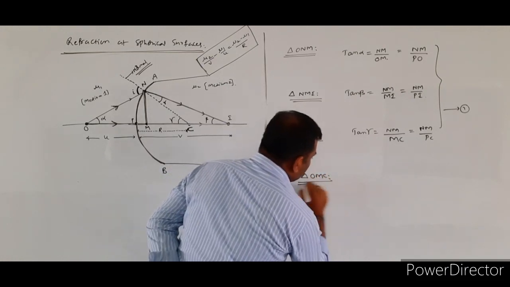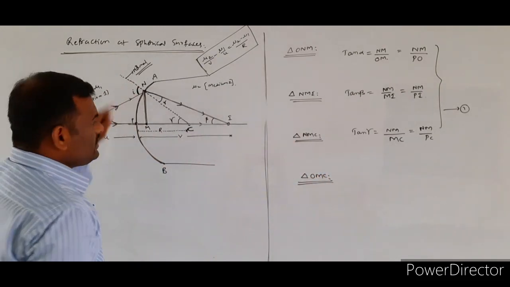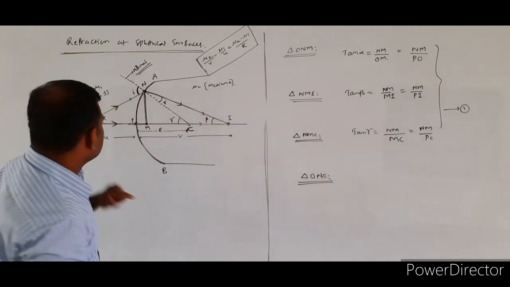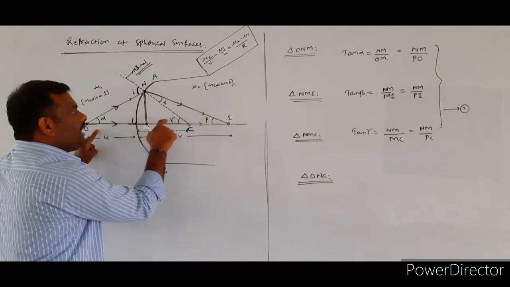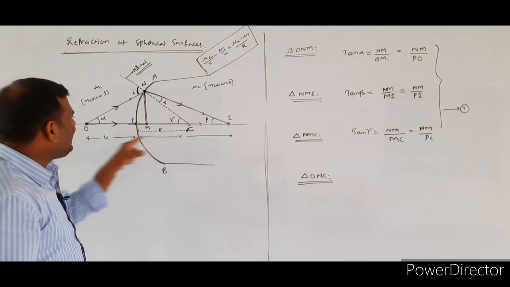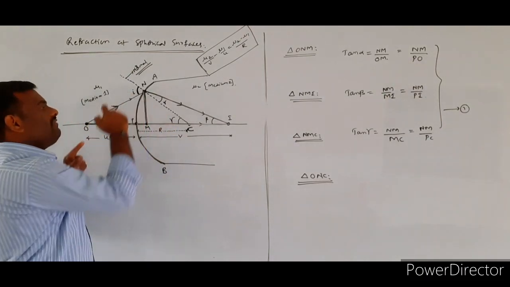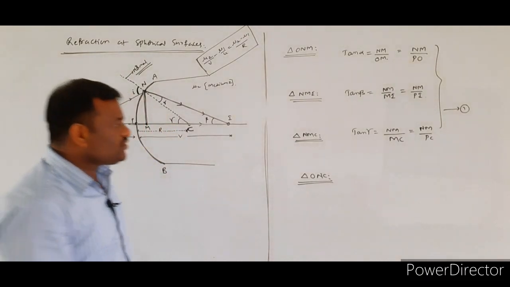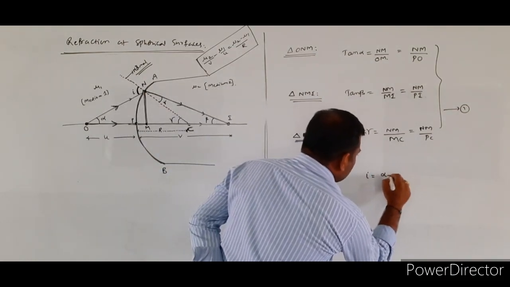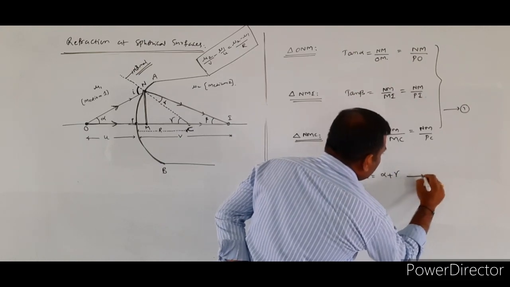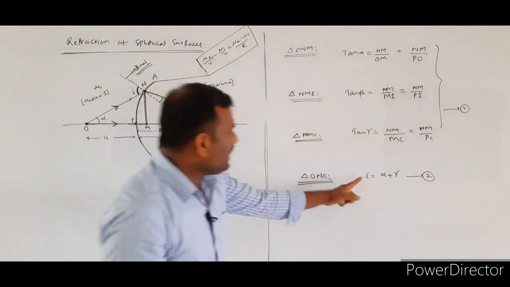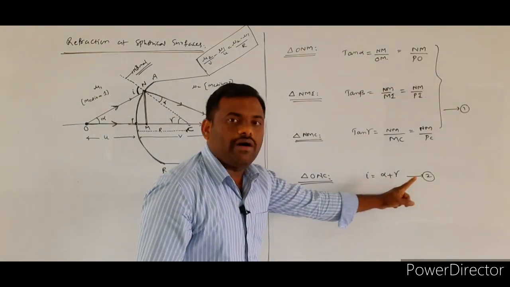ONC, alpha and gamma indicate the interior angles. For this triangle, I indicate the exterior angle. So from triangle ONC, I write: exterior angle is equal to the sum of the interior angles. So I is equal to alpha plus gamma.